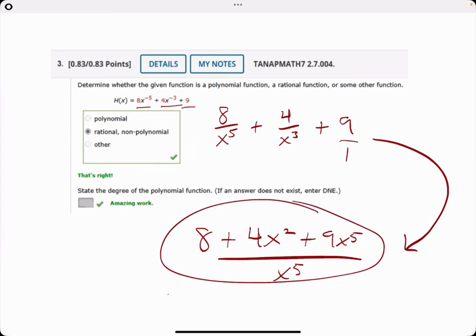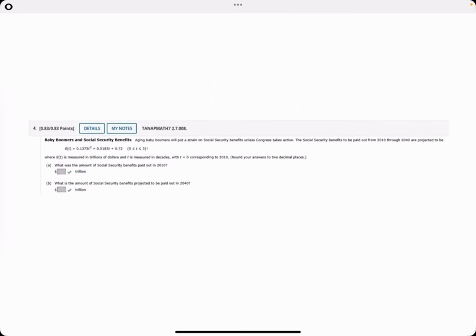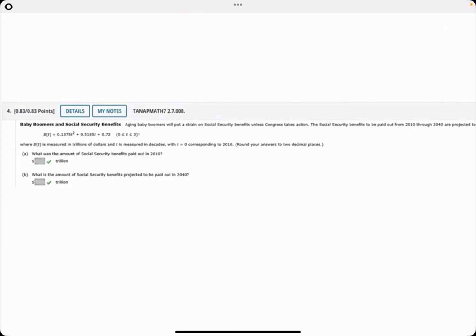So basically, I would say once you see negative exponents, it's not polynomial. And I don't know if the answer is ever going to be other. I don't know if you even need to look for that. But yeah, so you could almost just assume if it's not polynomial, it might just be rational for those. Number 4.